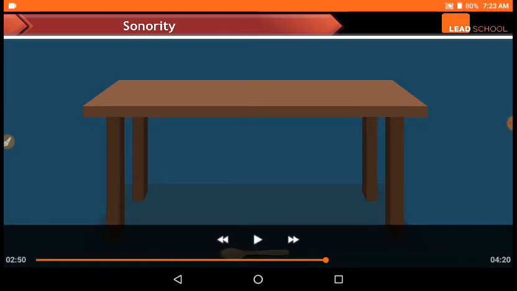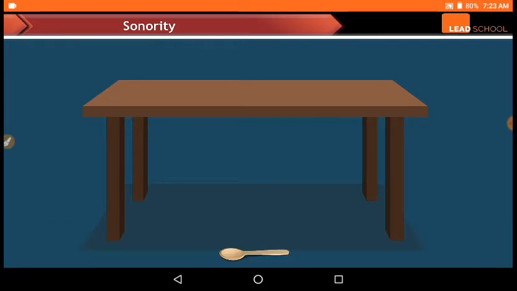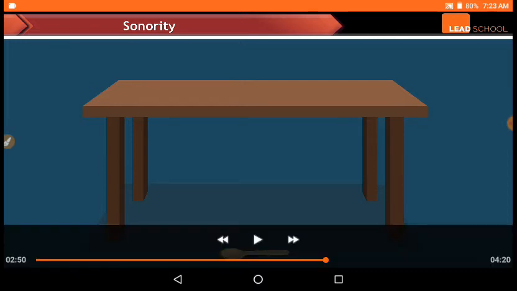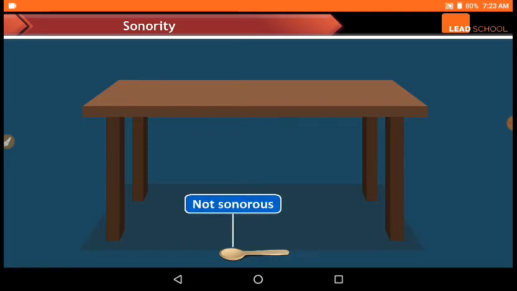So the ringing sound is produced when metal is struck, right? So school bell, yes, steel spoon, it also shows sonority, which will make a ringing sound. But when we talk about a wooden spoon or an object made of plastic, it will not make any sound. Since non-metals do not make this sound, they are not sonorous.